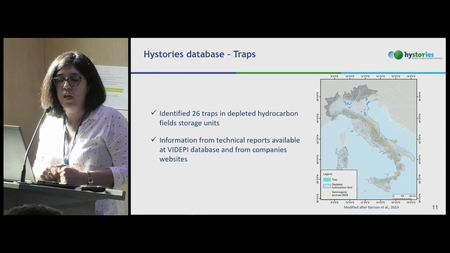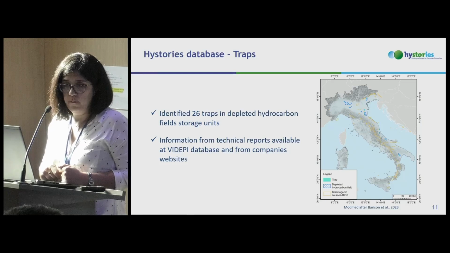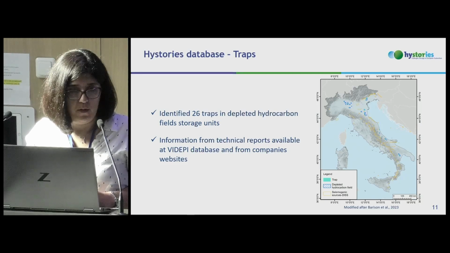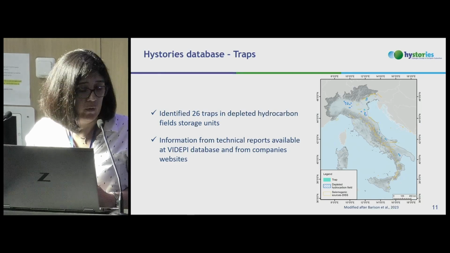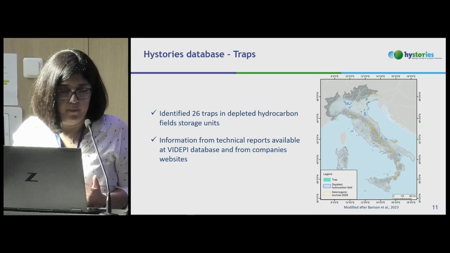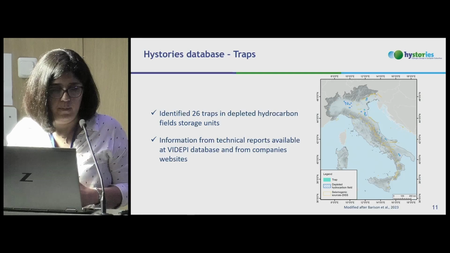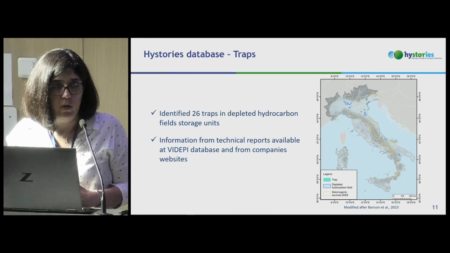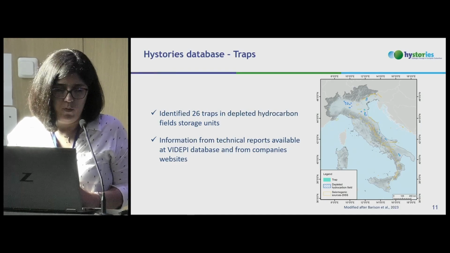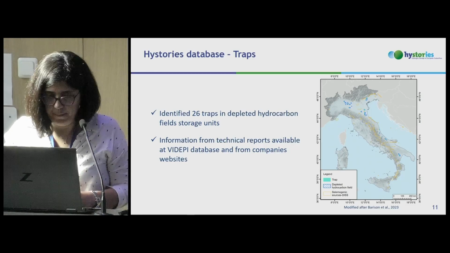The 26 identified traps, as said, are inside the depleted hydrocarbon fields. This is because these depleted hydrocarbon fields have a very specific description of this area, because they were used by oil companies, so we have a lot of information, such as, of course, depth, lithology, but also information about the technical steps, so working gas, volume available, so we could identify the traps that are the area where you can store the hydrogen or the gas in general.